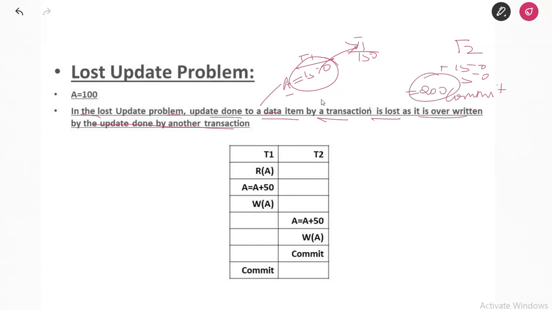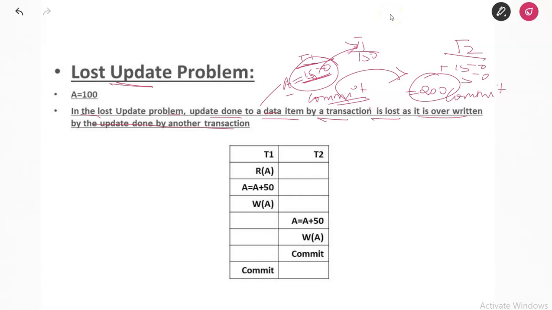So whatever change was made by transaction T1, which is 150, couldn't be saved because of the transaction made by T2, and T1 was trying to commit over the operation performed by T2. That is, T1 was trying to overwrite the amount in T2. So that is the concept of the lost update problem. I hope the lost update problem is now clear.